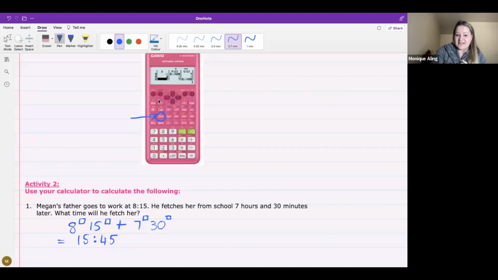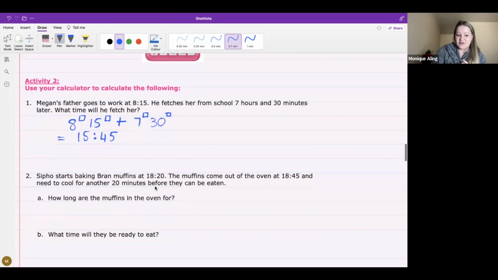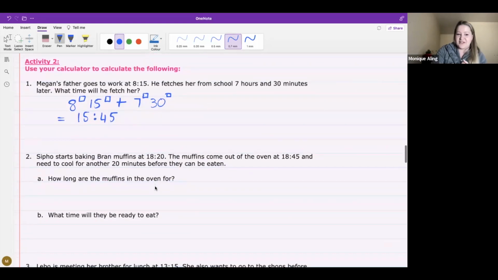Okay, so let's practice using our calculator. Let's go into the next question. It's a two-part question. I'm going to ask you guys to try this one by yourselves. Try use your calculator. If you need help, let me know.